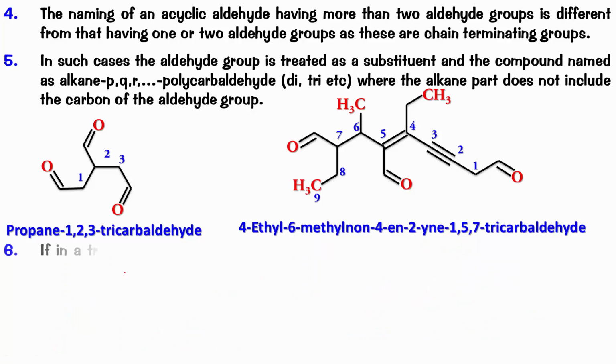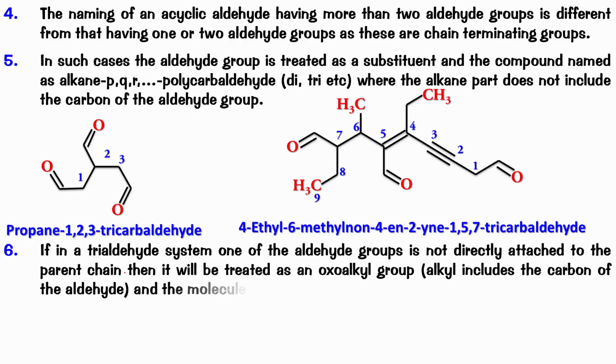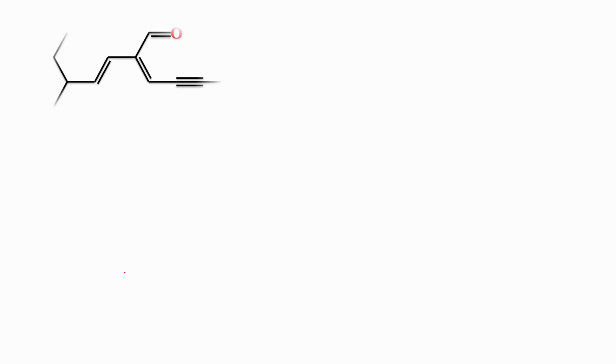Let's see. If in a trialdehyde system, one of the aldehyde groups is not directly attached to the parent chain, then it will be treated as an oxoalkyl group. The alkyl includes the carbon of the aldehyde, and the molecule is treated as a derivative of a dial system. So we need to check out an example to be able to understand this. So let's look at this one.